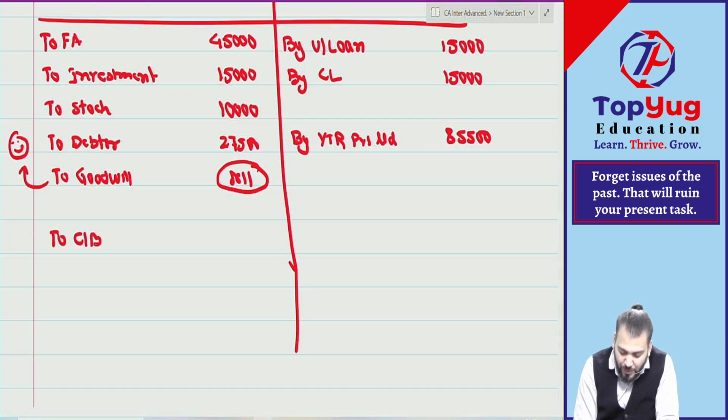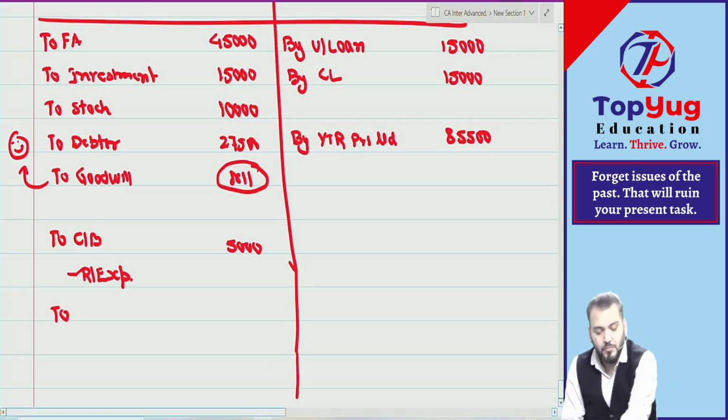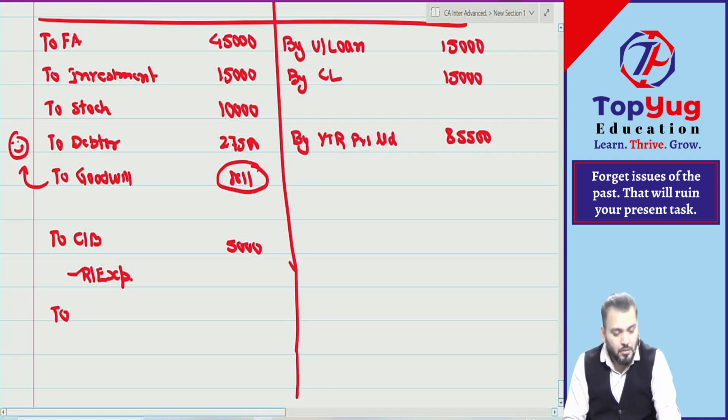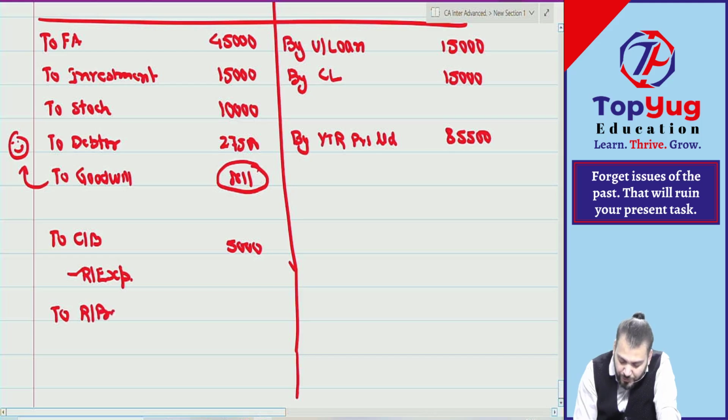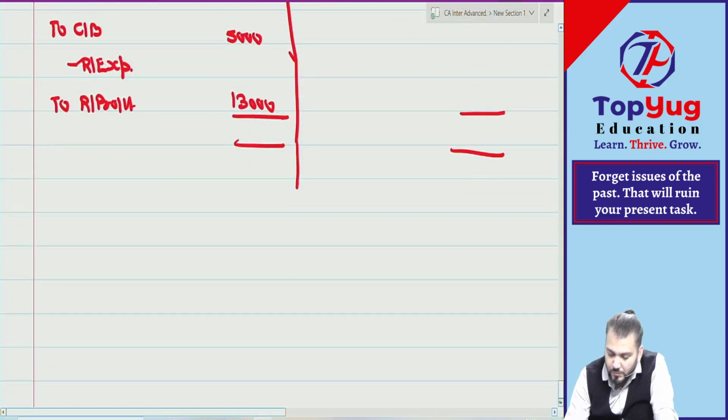So to cash or bank, realization expense, how much? 5,000. But what is the profit or loss? 13,000. So to realization, profit 13,000. Done. Correct now.